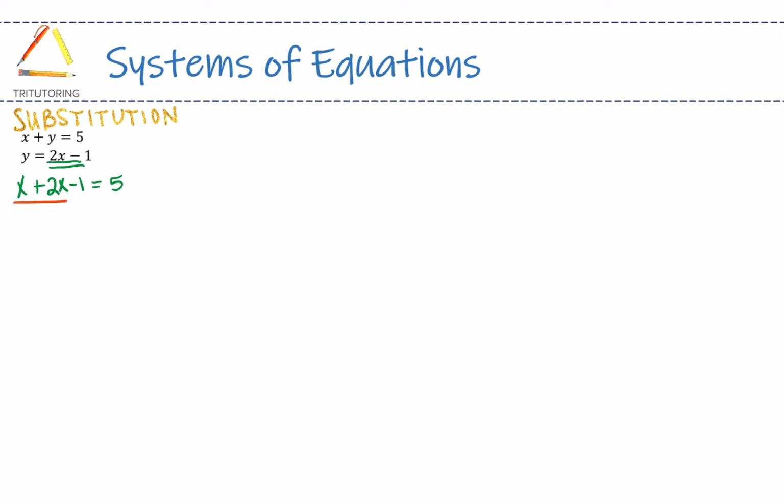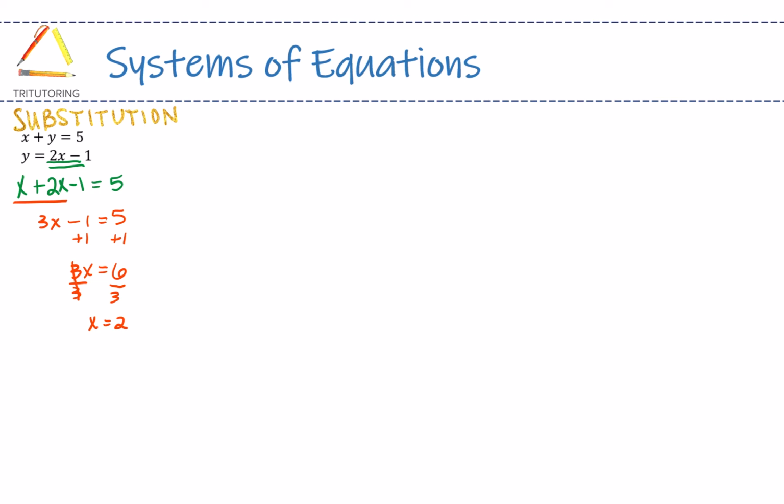I can make that change because I know that's what y equals. At this point, now I can just solve to get x isolated. Take 1x plus 2x to get 3x minus 1. We want to add 1 to the other side. And then to isolate the x, divide by 3. That means x is 2.